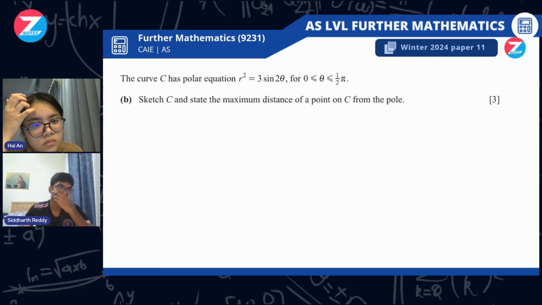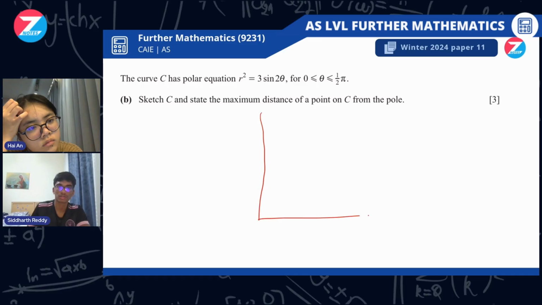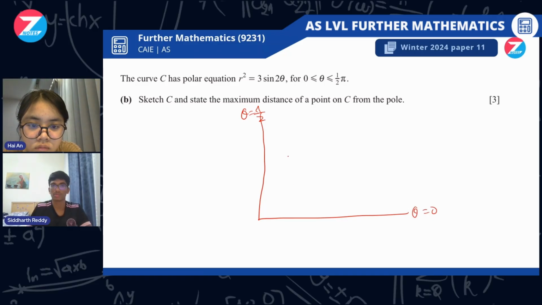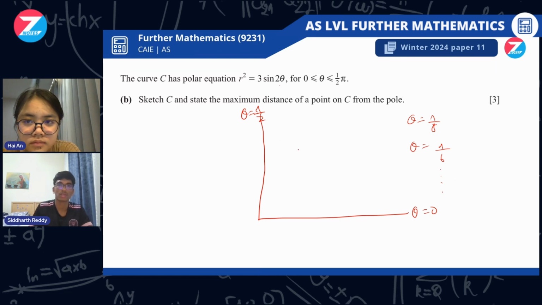Okay. The curve C has polar equation r square is equal to 3 sine 2 theta for theta from 0 to pi by 2. So that means on the polar graph, it's just from this line, theta is equal to 0, till theta is equal to pi by 2. Sketch C and state the maximum distance of a point on C from the pole. So to sketch, you can just use your calculator and substitute various values of theta. You can make a table like theta is equal to pi by 8, theta is equal to pi by 6, and so on, and keep on calculating values and plotting approximate points. If you do that, you'll get something like this.